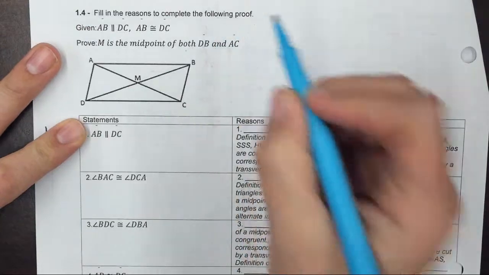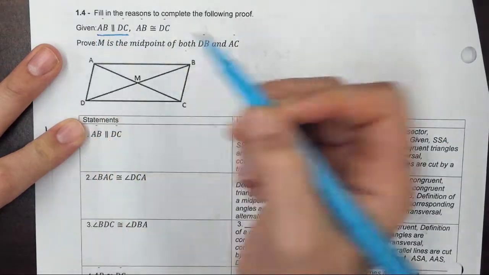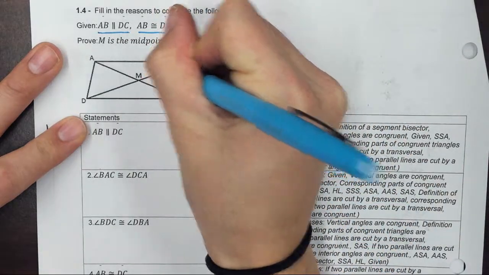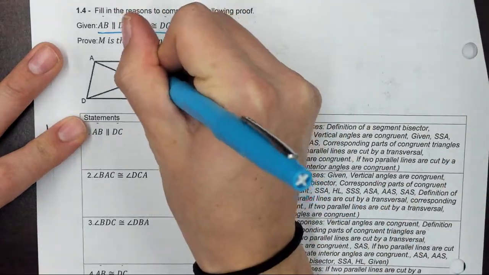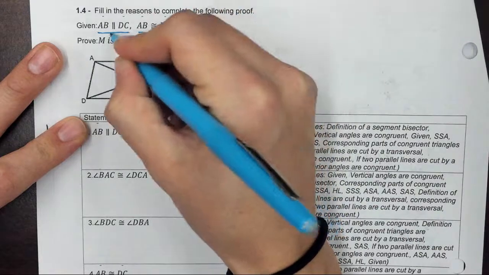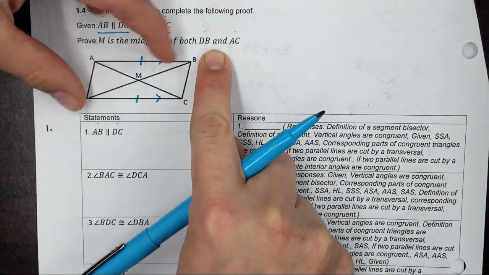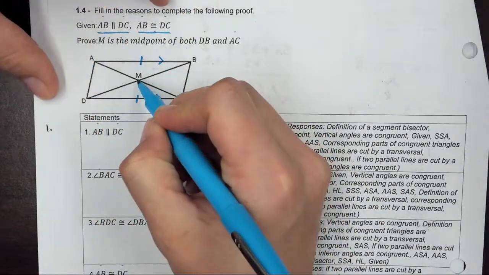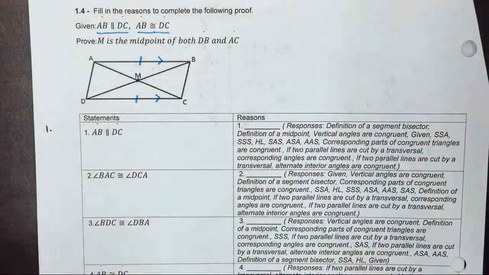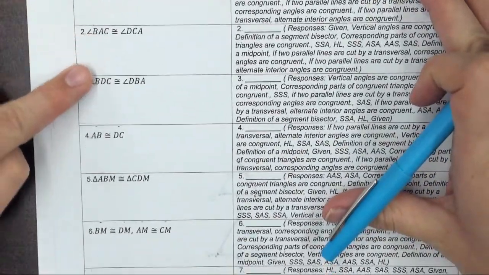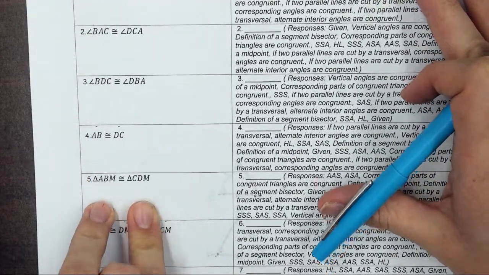Fill in the reasons to complete the following proof. AB is parallel to DC. AB is congruent to DC. So to show that, I will do little parallel markings with arrows, and tick marks for congruence. You want to prove N is a midpoint of DB and AC. So we're going to prove N is a midpoint of both of these sides. With this proof, you're looking at this in general. They list a lot of statements, and number 5 is probably important.